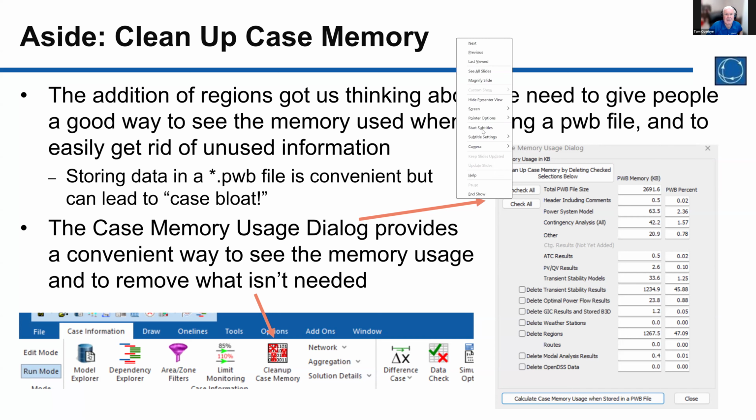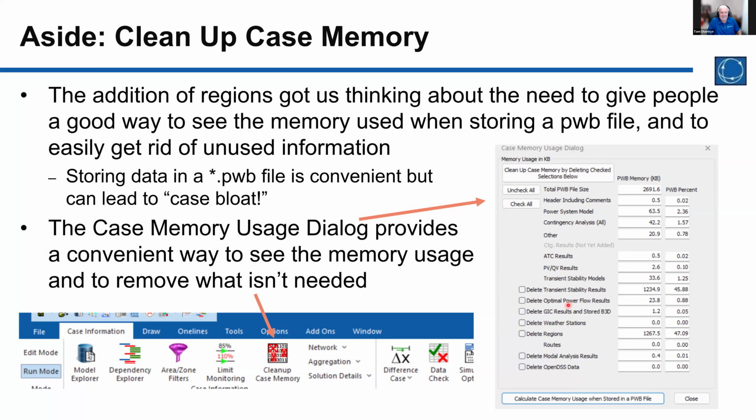I've got, this is the total size of the file. This is what's contained in the power system model. This is what's shown with transient stability. This is what's shown with regions. So we wanted to let people see what was being used by the different power system applications in the PWB file, and then make it easy for you to delete what is not needed.